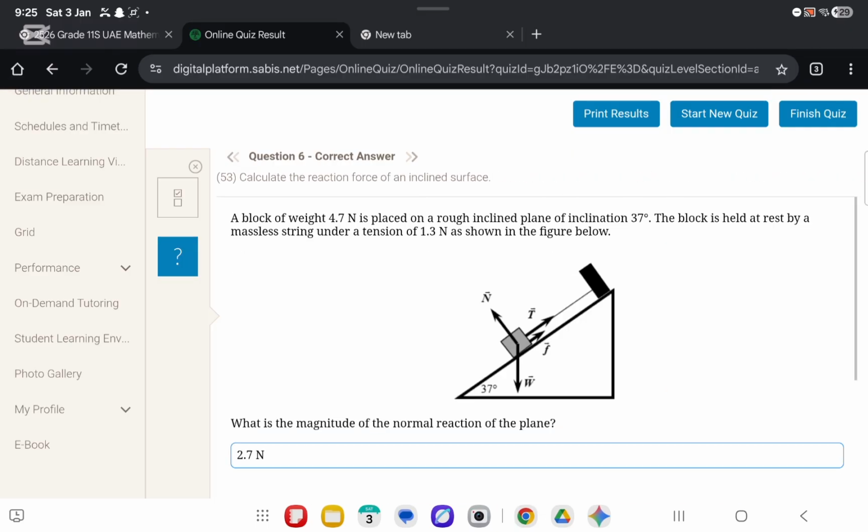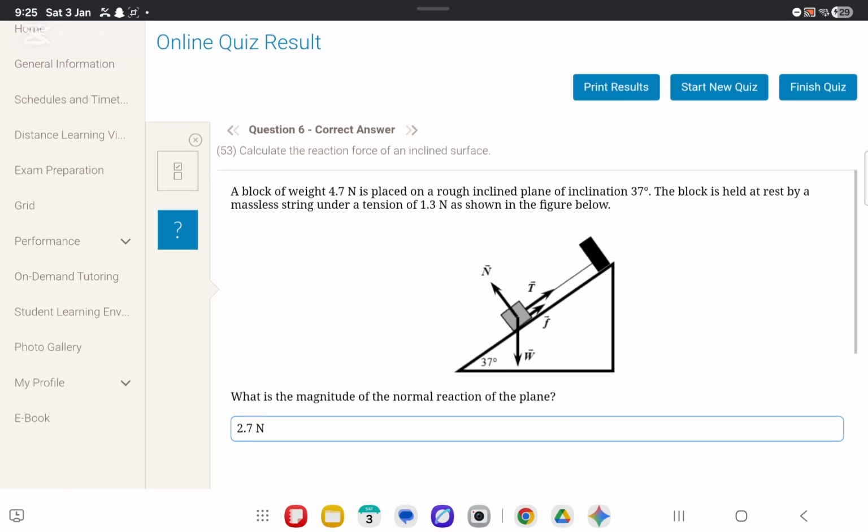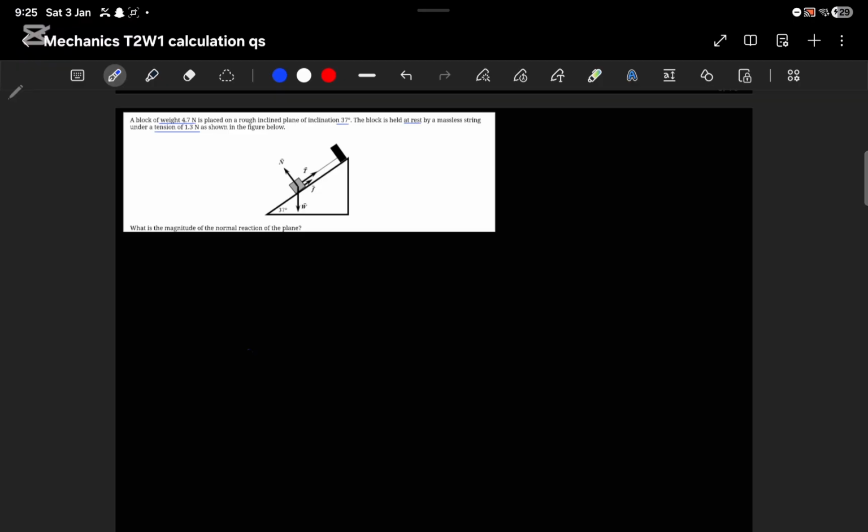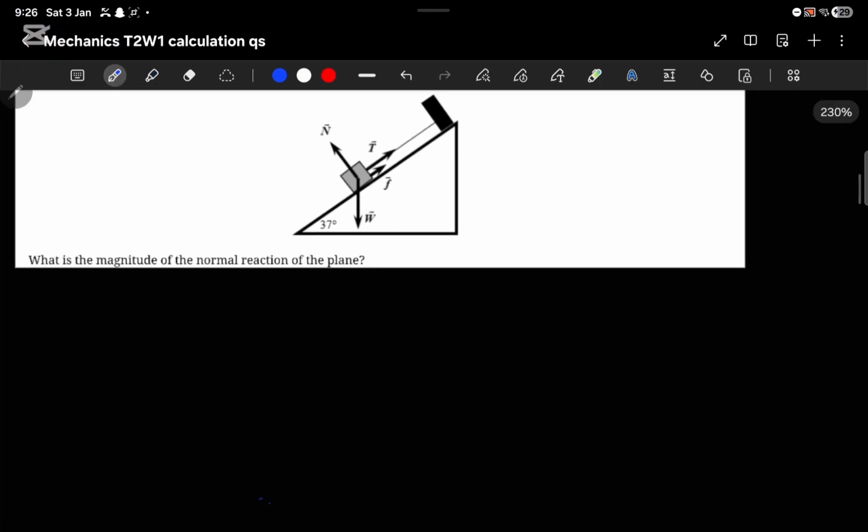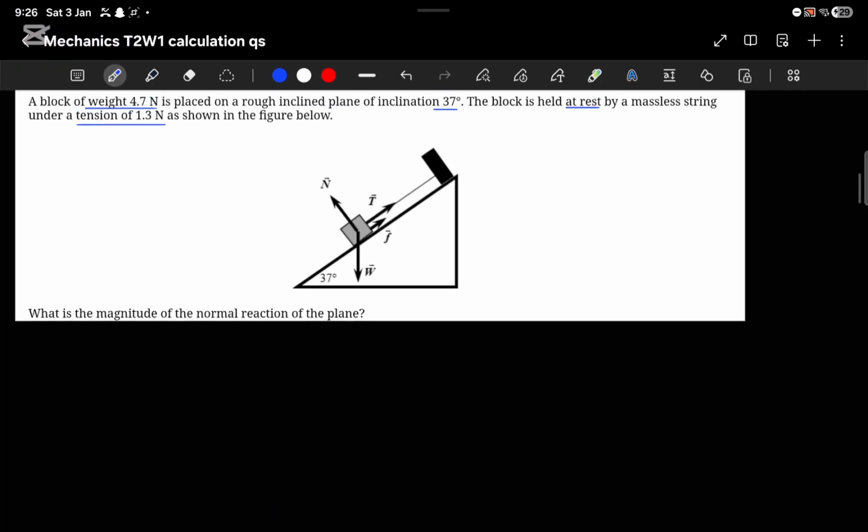A block of weight 4.7 newtons is placed on a rough inclined plane of inclination 37 degrees. The block is held at rest by a massless string under a tension of 1.3 newtons as shown in the figure below. What is the magnitude of the normal reaction of the plane? So this here is the question. What did I say in the other question? When you only have 2 forces here, I'm not going to resolve W into Wx. I only care about Wy, because they want the magnitude of the normal reaction, which is along y.